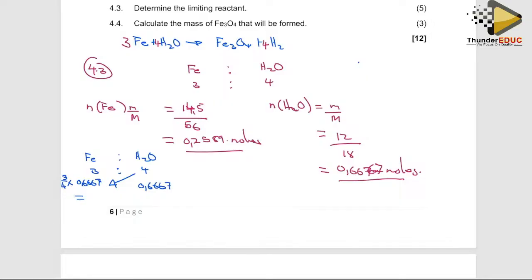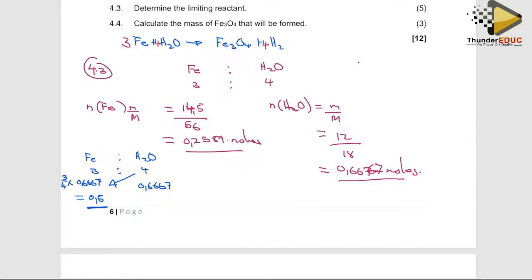Let me just do this quickly. 3/4, so it's 3 divided by 4 multiplied by 0,667. Okay, so it gives me a value of 0,5, right? So this is what I need in terms of this. I only need 0,5, right? So how much do I have? But for ion there, I'm having a value of 0,25, right?